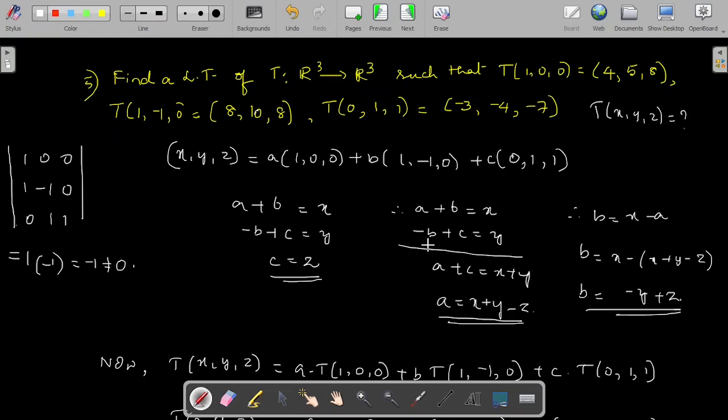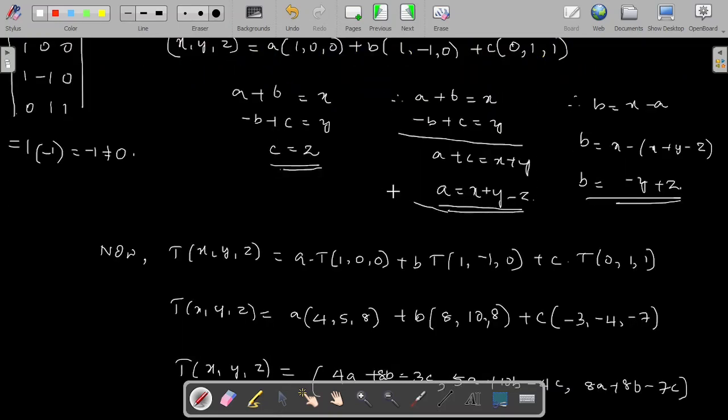So add these two equations, minus b plus b cancels, a plus c equals x plus y. But c is z, substitute here, a equals x plus y, c comes to the other side, minus z. So got the value of a, c already got. Then b equals, from this equation, b equals x minus a. So b equals x minus, what is the value of a? x plus y minus z. So x minus x cancels, minus y, minus of minus, plus z. So we got all the values a, b, c.